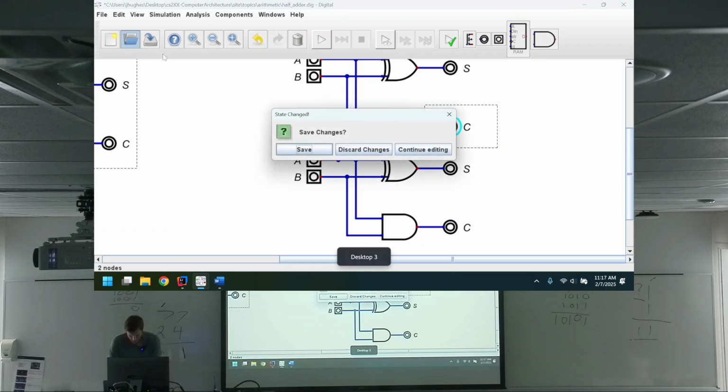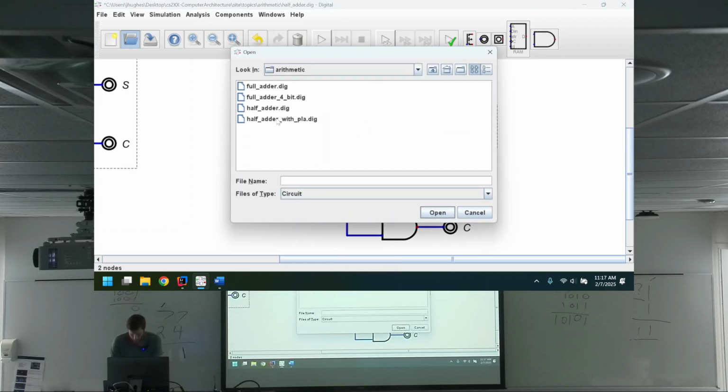which, did I do that? Discard. Half adder with PLA. Okay, I did not.